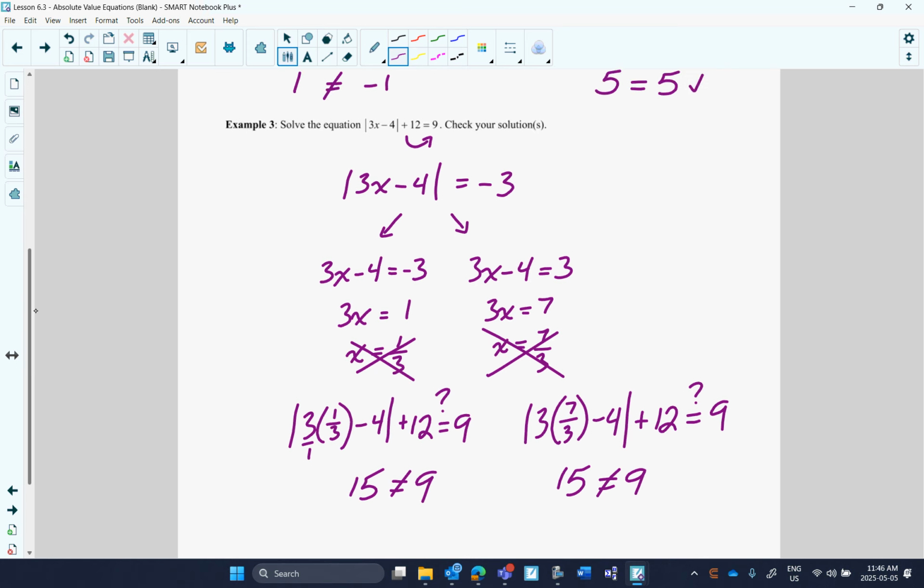Because you actually don't have to do any work. Whatever I plug in here for x, calculate this, and then take the absolute value, it's going to work out to a positive, isn't it? Well, then it's impossible to equal -3. So therefore, no solution.